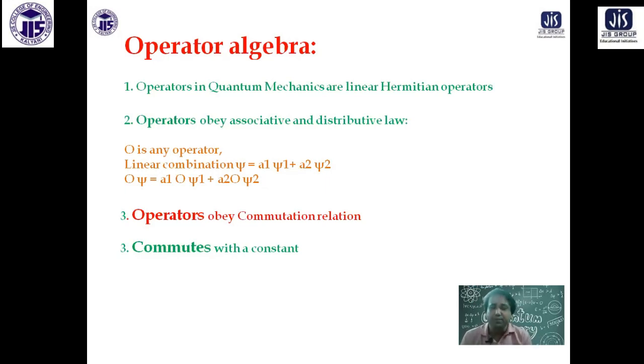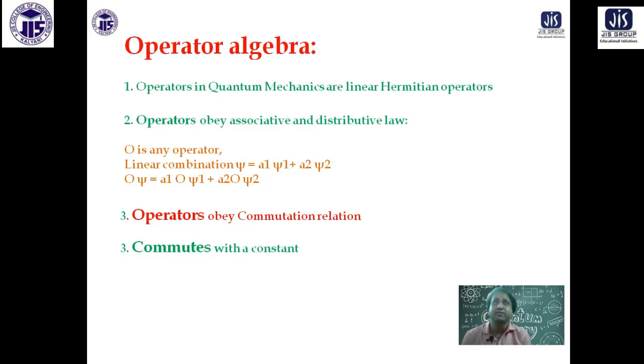It is a Hermitian operator; I told you its eigenvalue will be real. They obey the associative and distributive laws. What does the associative law mean? I'll show you separately. And for the distributive law, you can see if you have psi as a linear combination of two functions, psi1 and psi2, and O acts on that, it will be distributed on them separately. Okay, I think even if I don't tell, you will do it. These are common sense.